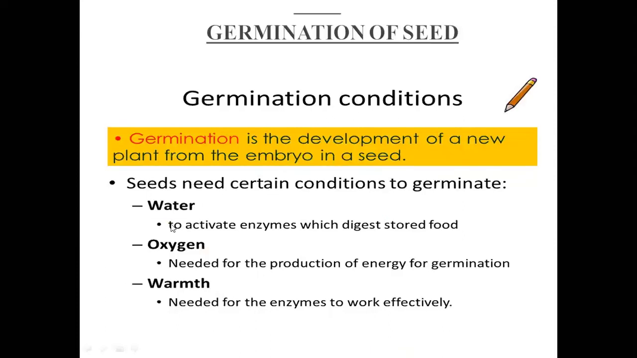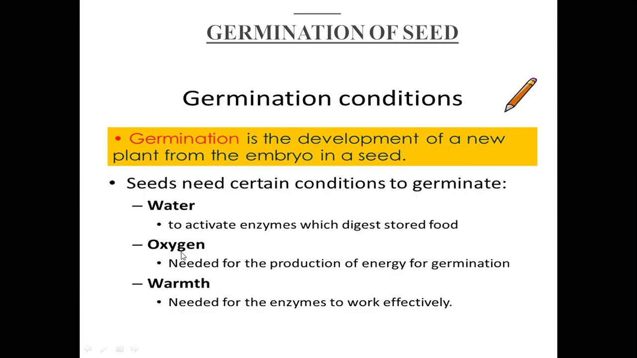The first one is water, to activate enzymes which digest stored food. Why is water compulsory for seed germination? Because water gives a medium to activate the enzymes to digest the stored food. Whenever you are digesting food, if your food contains carbohydrates, proteins, lipids, different enzymes like carbohydrases, lipases, and proteases are involved to digest it. In the same way, water gives a medium to these enzymes to digest food in the germinating seed.